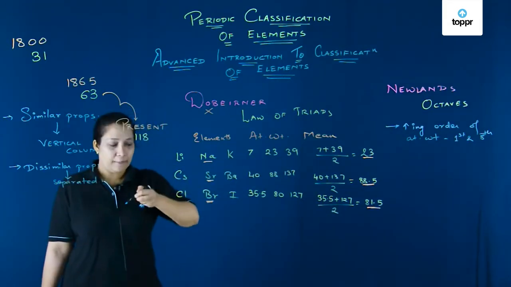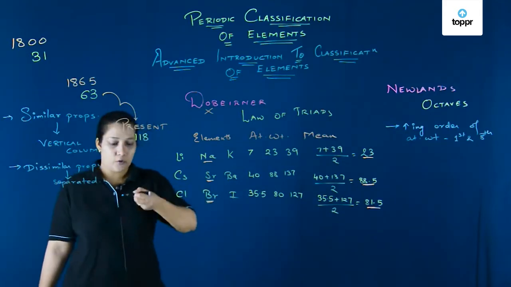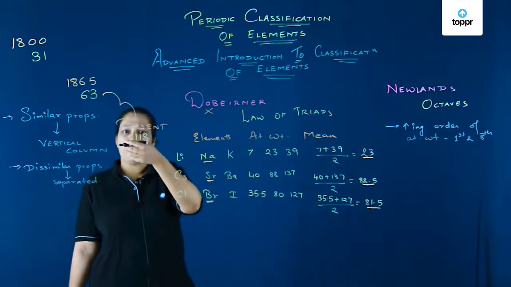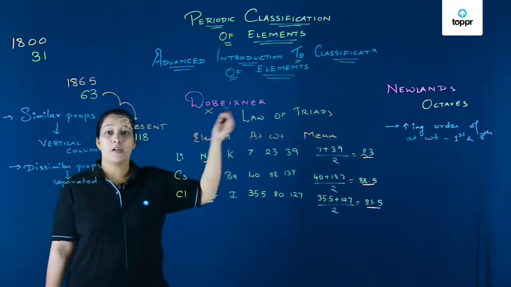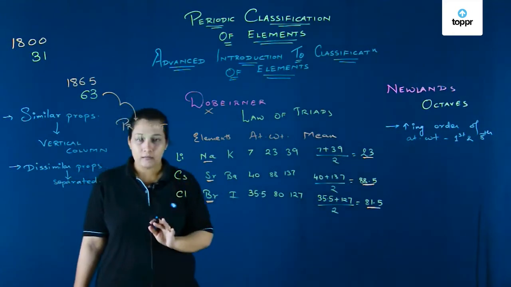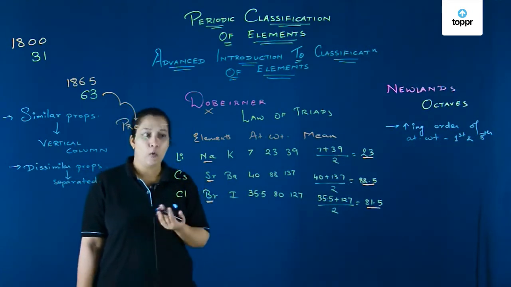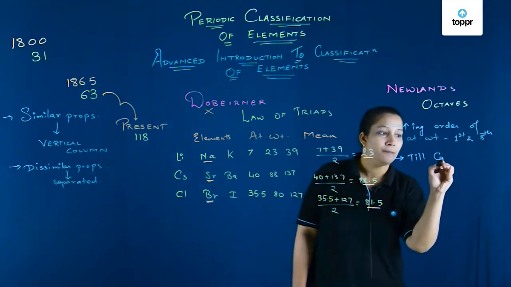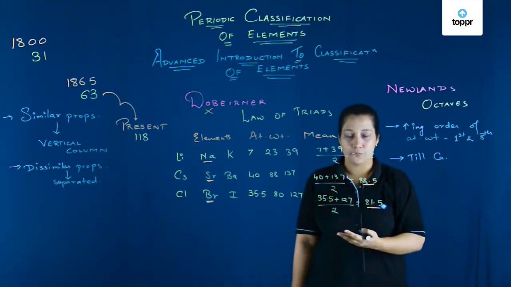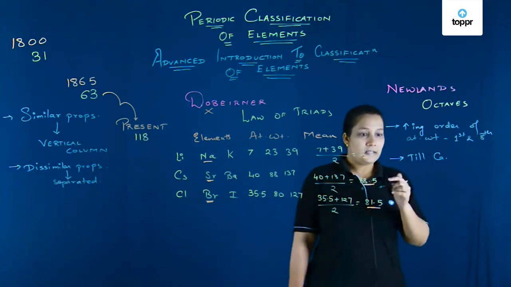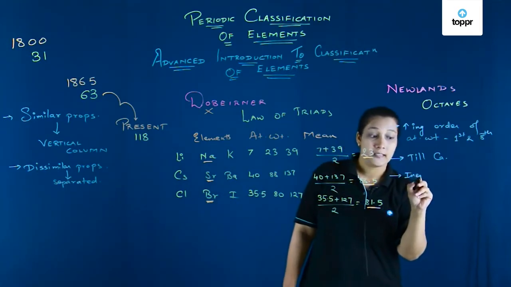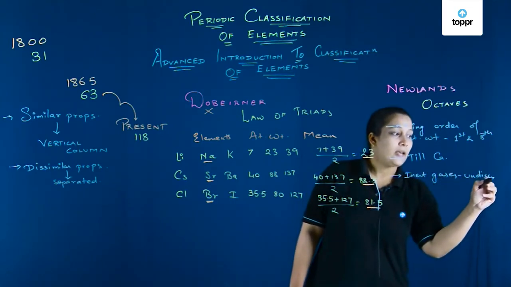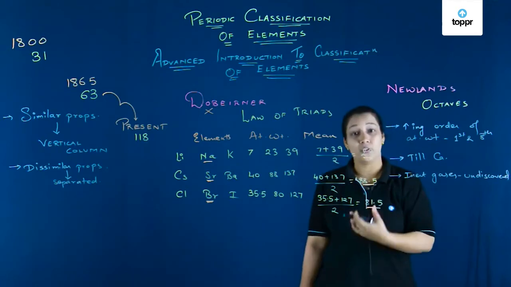So it was framed that the first and 8th element matched: sodium, aluminium, silicon, phosphorus, sulfur, chlorine. Then we had lithium, beryllium, boron, carbon, nitrogen and so on. But then this was again discarded. Why? Because this was true only till calcium, nothing more than that. And even the inert gases at that time were left undiscovered. So this did not form a basis for the classification.